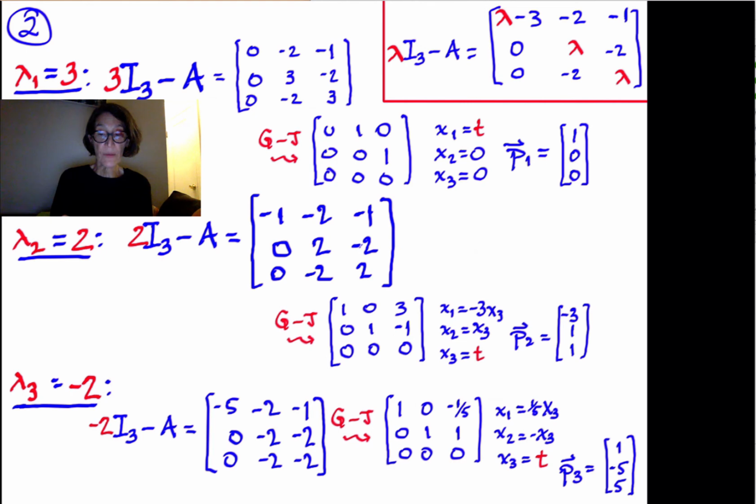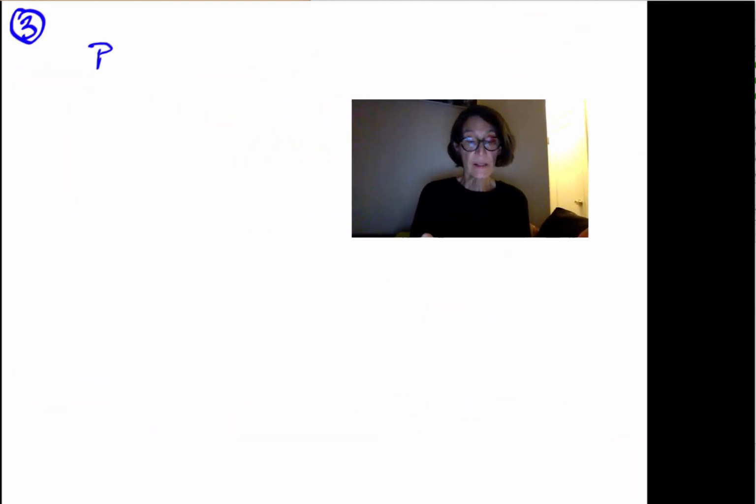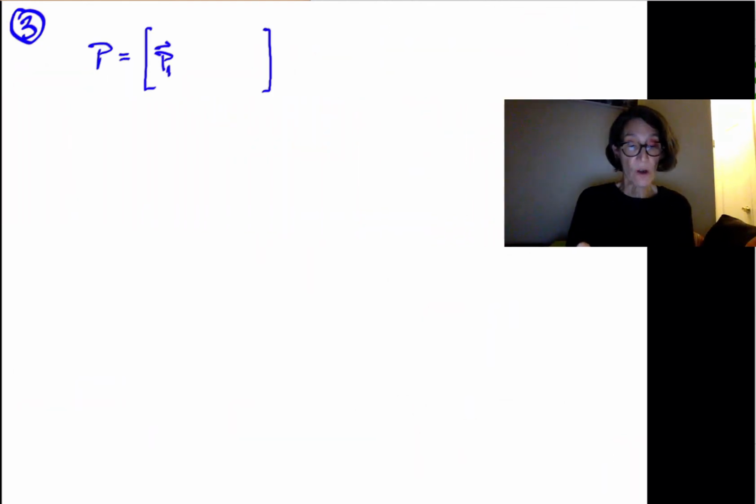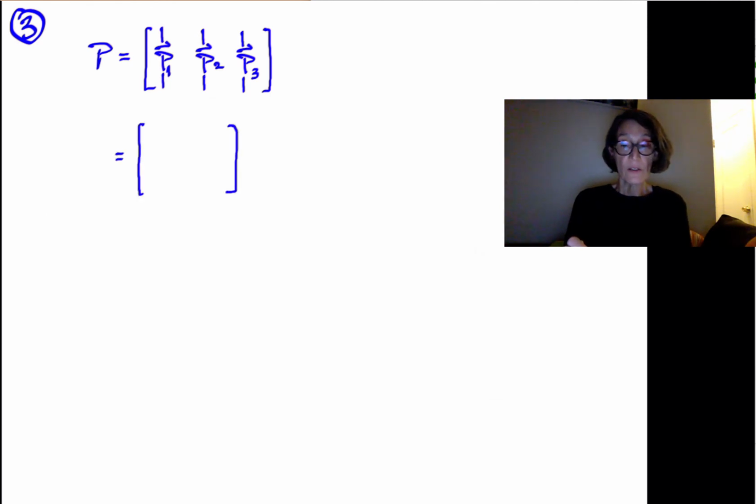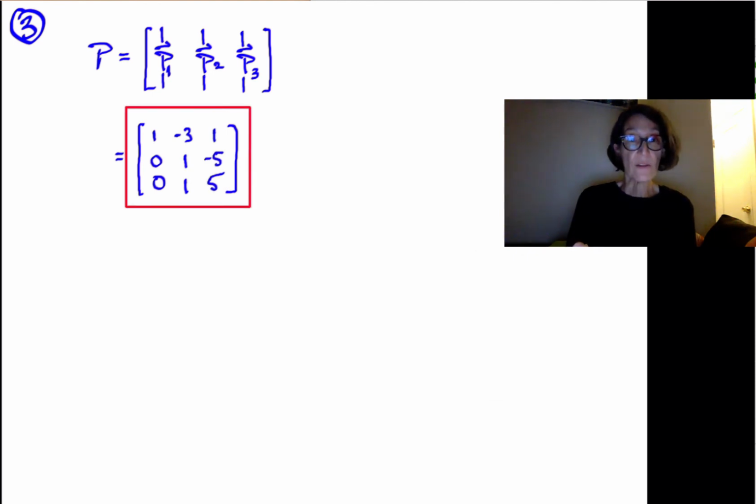All right, so step 3, we're just going to line these vectors up as the columns of the matrix P. So the columns are the eigenvectors P1, P2, P3. So it's 1, 0, 0, -3, 1, 1, 1, -5, 5. So that's the matrix P. It's invertible because the columns are linearly independent. Those were the linearly independent eigenvectors.